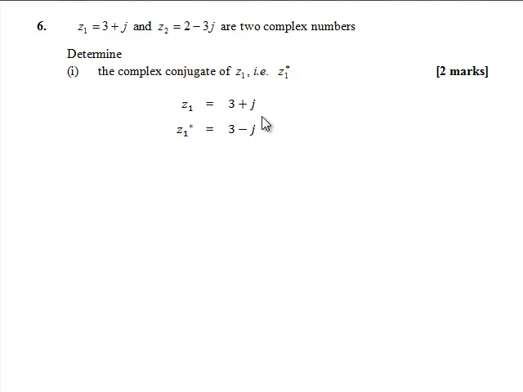The complex conjugate means you just change the sign of the imaginary part. So if the imaginary part is positive, the complex conjugate is negative. If the imaginary part is negative, then the complex conjugate part is positive.